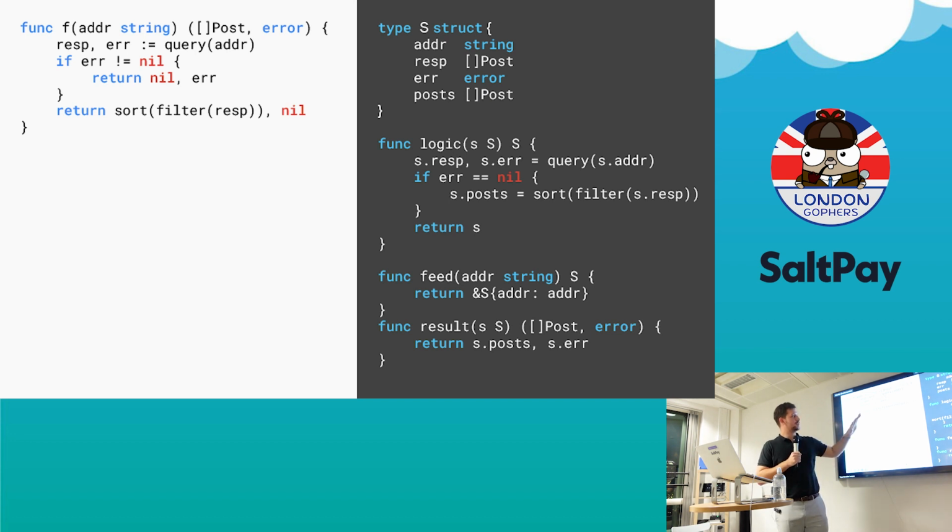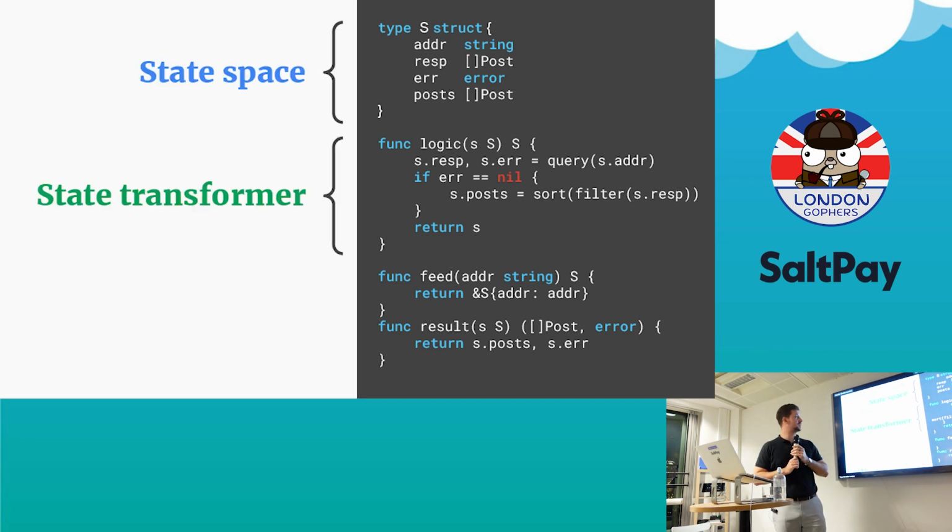This is the way we rewrite this function, and we separate two components that I call state space and state transformer. I don't suggest you use that in your actual code. This is just a model for thinking about it and to demonstrate the idea of the immediate functional complexity.